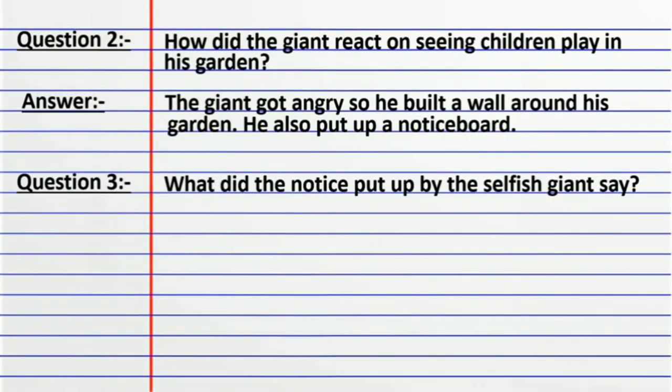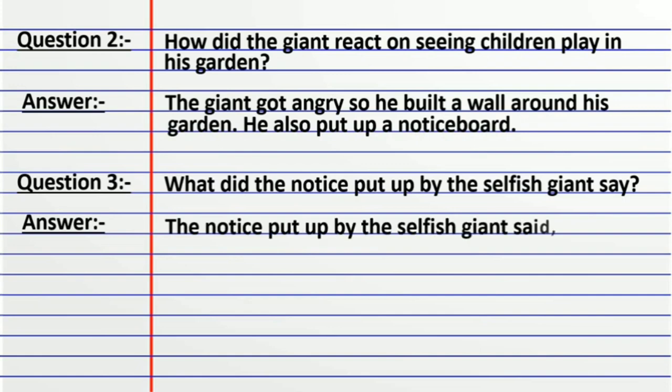So let's write down. The notice put up by the selfish giant said, "Trespassers will be prosecuted." Children, kindly take care of the comma and the inverted comma while writing.